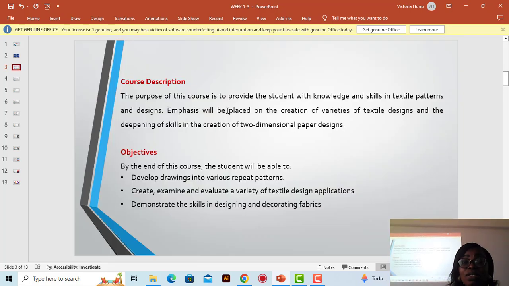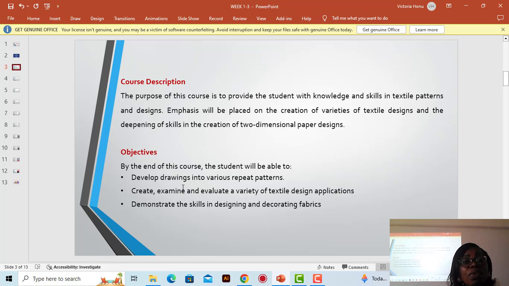So let's look at what the course entails, though I have given an overview. So the purpose of this course is to provide the student with knowledge and skills in textile patterns and designs. I'll be explaining in detail. Emphasis will be placed on the creation of varieties of textile designs and the deepening of skills in the creation of two-dimensional paper designs. I think I've spoken about it. Let me move on because I will still talk about it in the other slides.